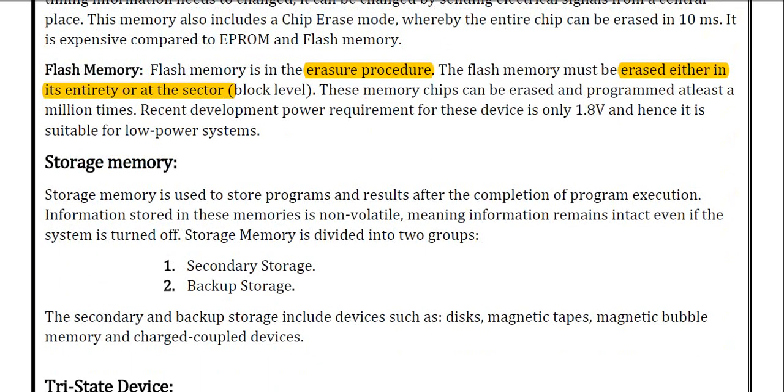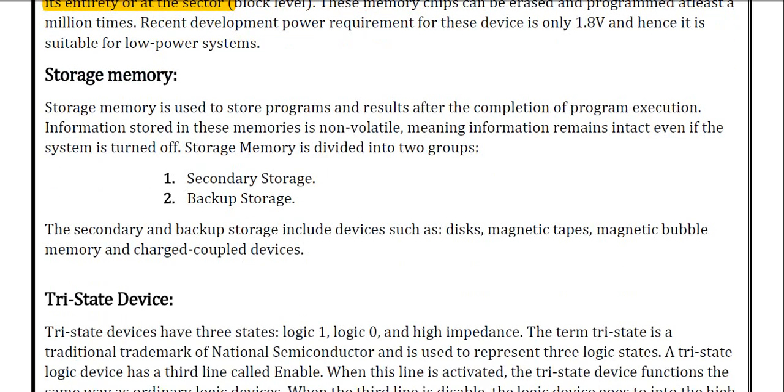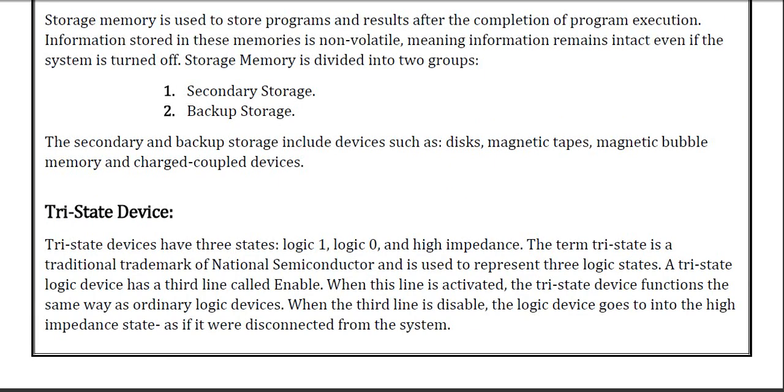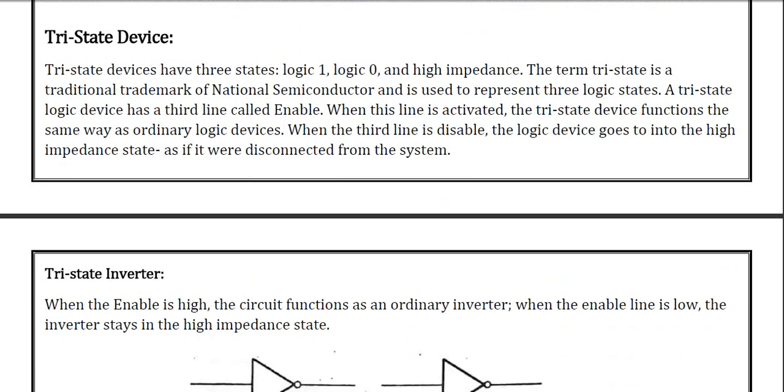Here are some descriptions of flash memory. Flash memory is erasable. Flash memories are known as the CD or the memory pen drive. Those are known as flash memories. Now, by storage capacity we have secondary storage and backup storage. Secondary storage is the main hard disk and the backup storage is known as the cloud.